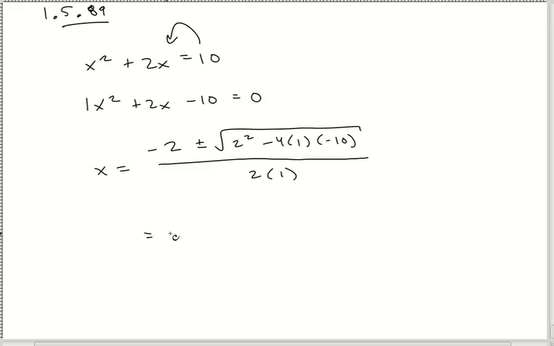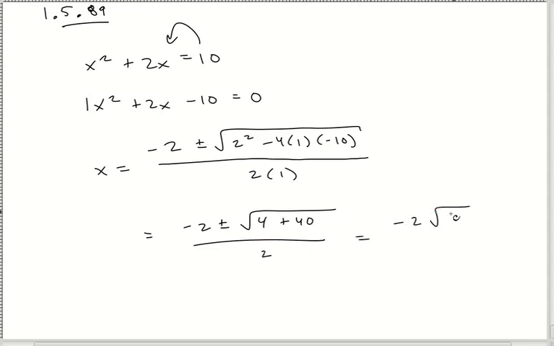And so, simplifying this a little bit, 2 squared is 4. Two negatives make a positive 40. Negative 2 plus and minus the square root of 44. Now, that's my answer. And if you type this into MyMathLab, it'll give you a very interesting response. It'll say, although your answer is equal to the correct answer, blah, blah, blah, simplify.